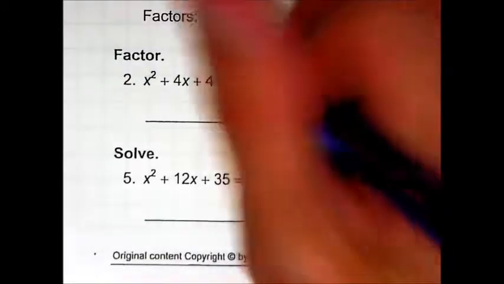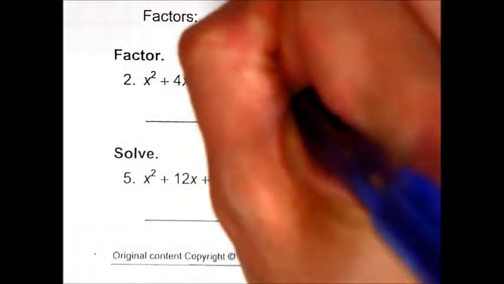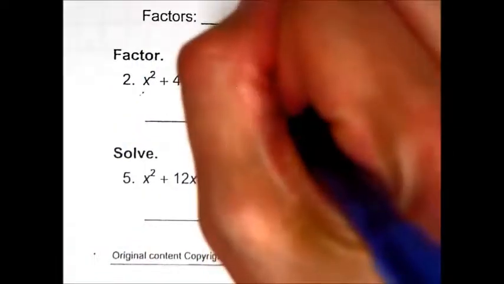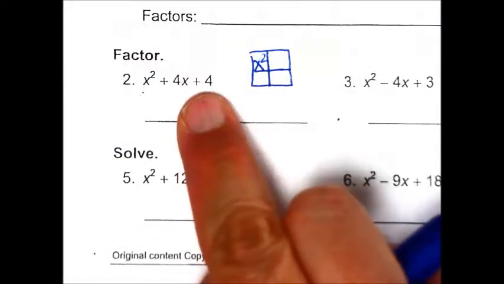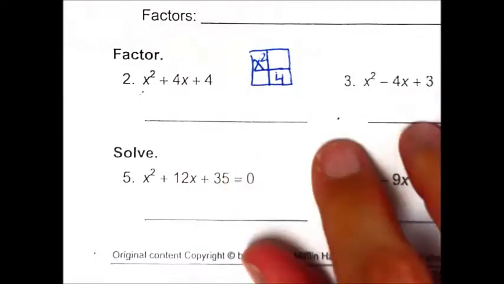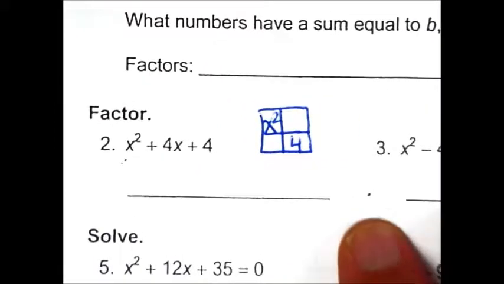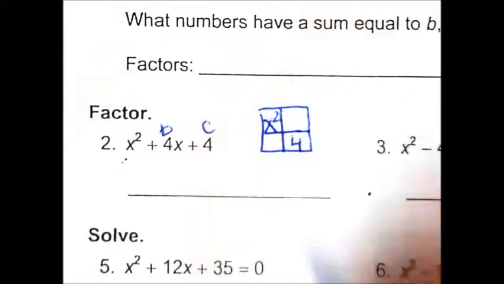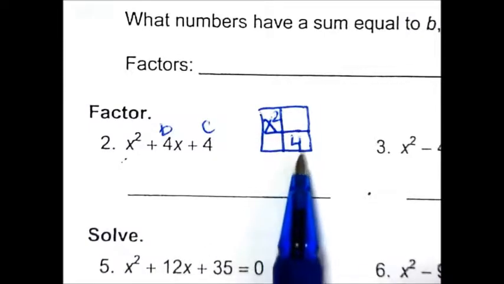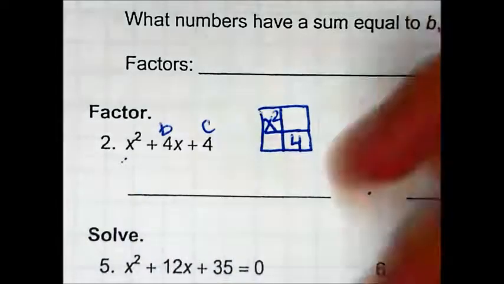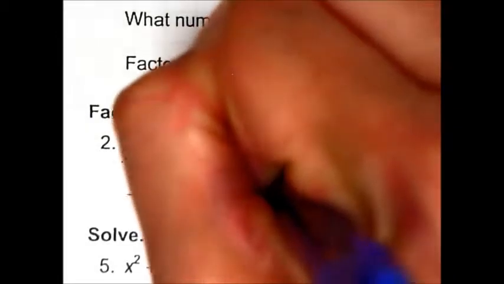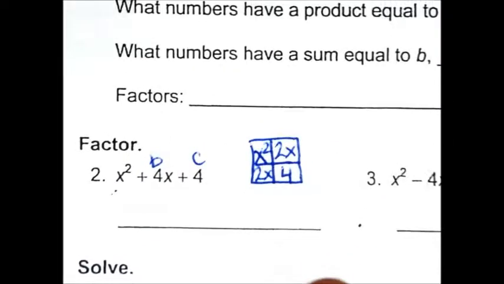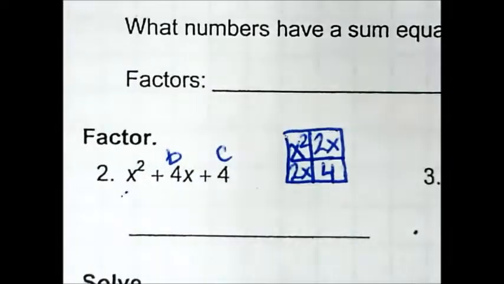Okay, on number 2, let's get used to this: if they say factor, you draw a box. Every time, the first term x squared goes in the top left, the c term goes in the bottom right, and you ask yourself the question, what two numbers can I multiply to get c and add to get b? So if I were going to say, how do I get 4x and 4x, I would say it should be 2 times 2. So you make it 2x and 2x. They always get an x. They just do.